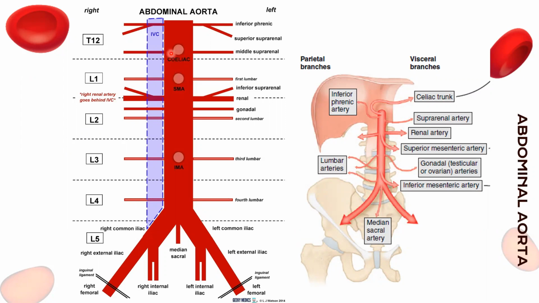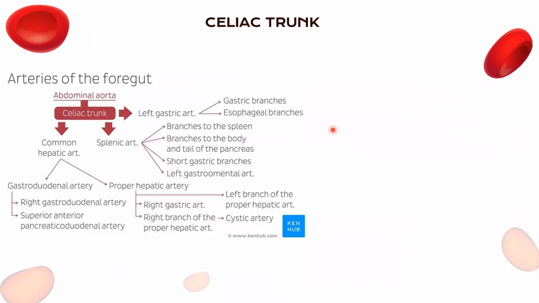Your celiac, which is located at the T12 level, or the 12th thoracic vertebra, your superior mesenteric artery at the first lumbar vertebra, and your inferior mesenteric artery at the third lumbar vertebra. Okay, and it has different branches. Your celiac trunk will supply the foregut of the abdomen, midgut, and hindgut of the abdomen, which you will discuss in the digestive system.